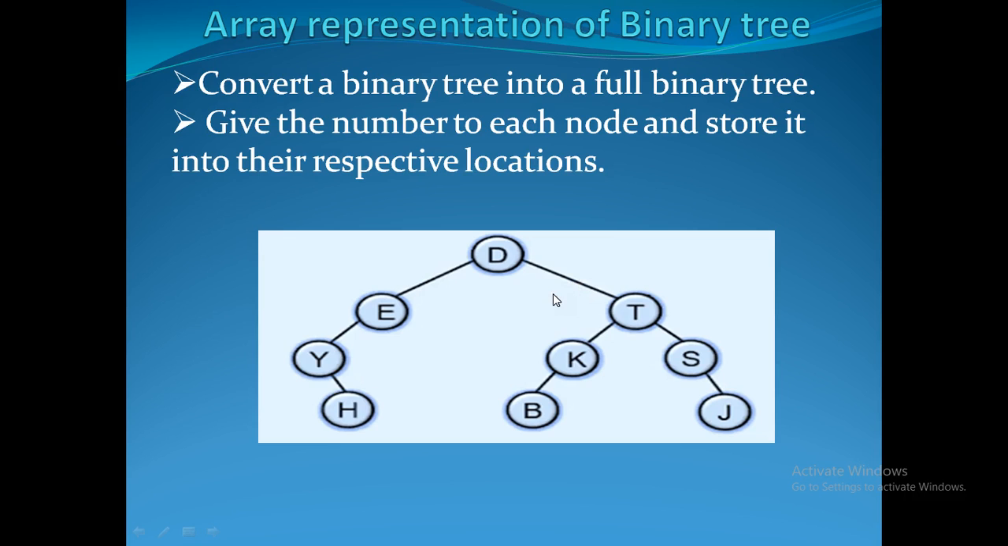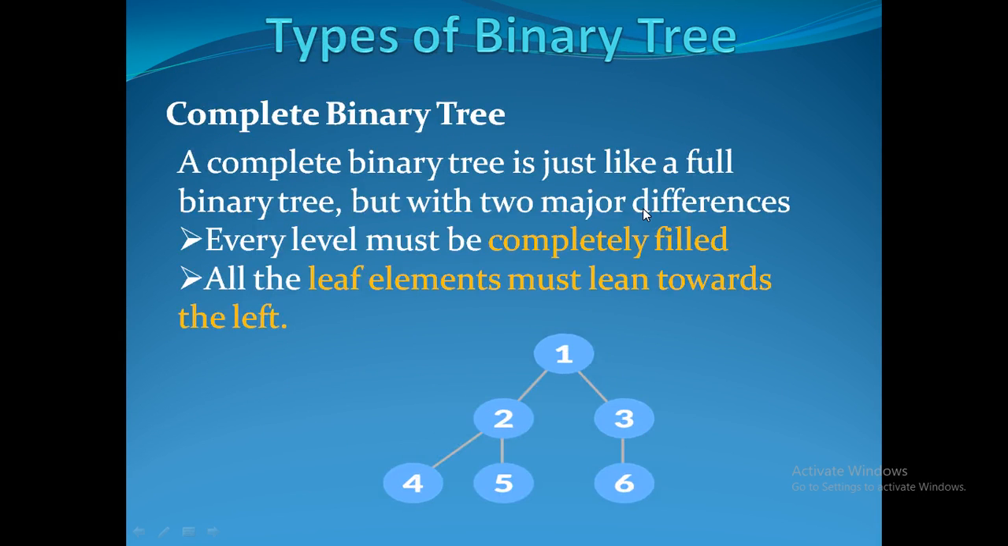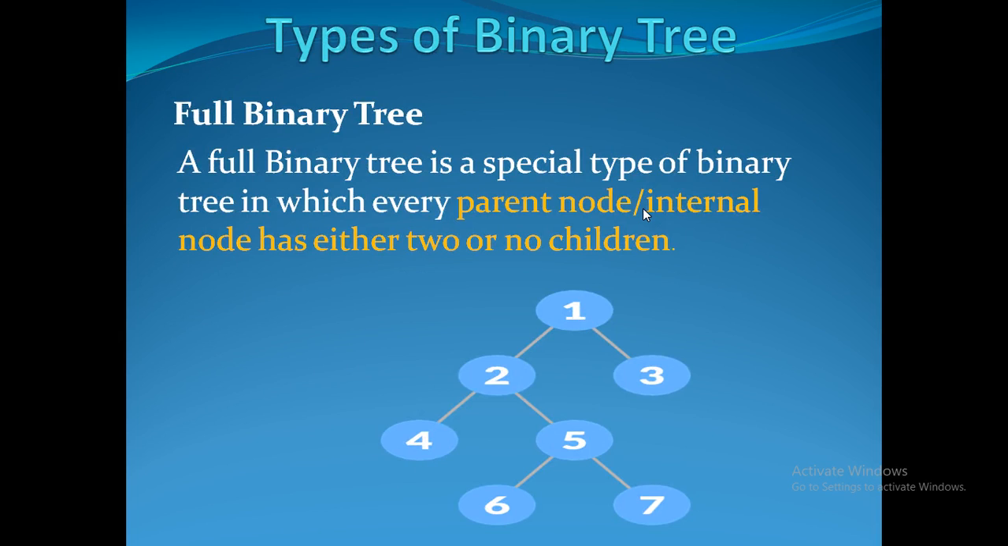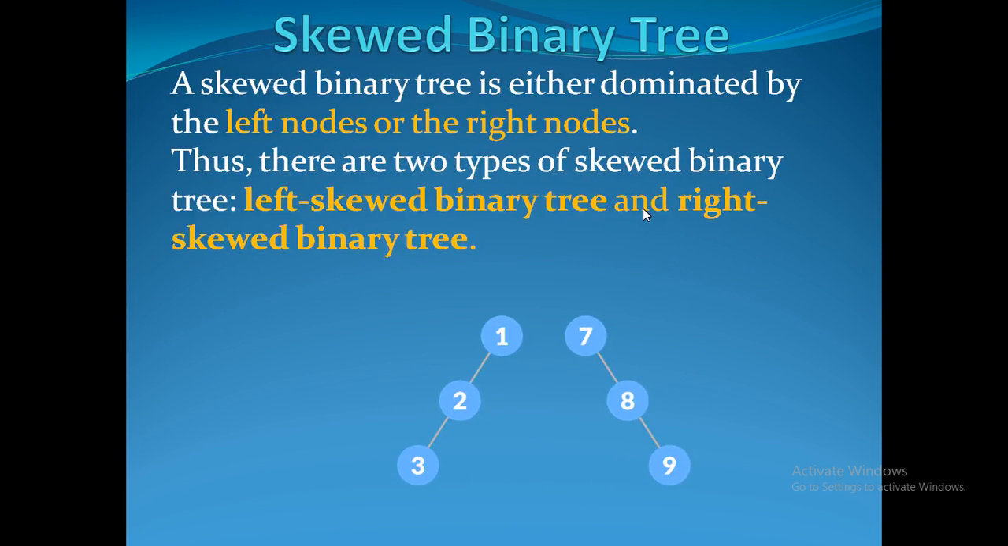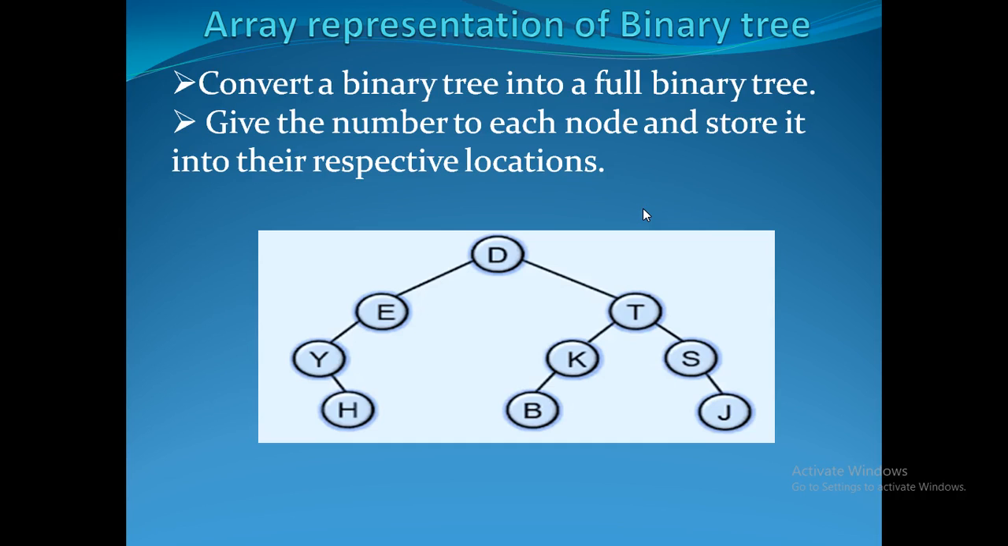So in this case, what's the rule of a full binary tree? A full binary tree is a special type of binary tree in which every parent node or internal node has either 0 or 2 children. That you should remember here. In this case, these trees don't have the property of a full binary tree.